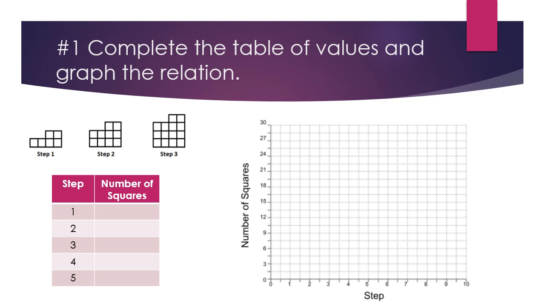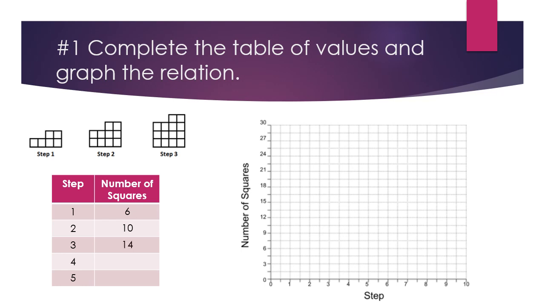It gives you this set of diagrams. You can see step 1, 2, and 3, and you have to complete the table of values and graph the relation. So we've done completing the table of values. In step 1, you can count that there are 6 squares. In step 2, there are 10 squares. And in step 3, there are 14 squares.